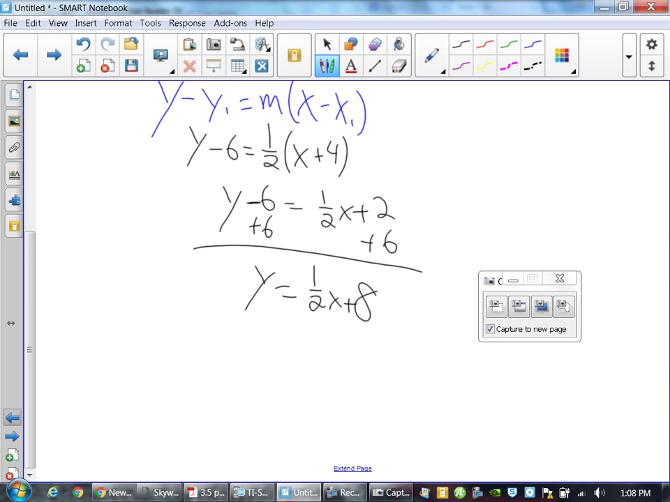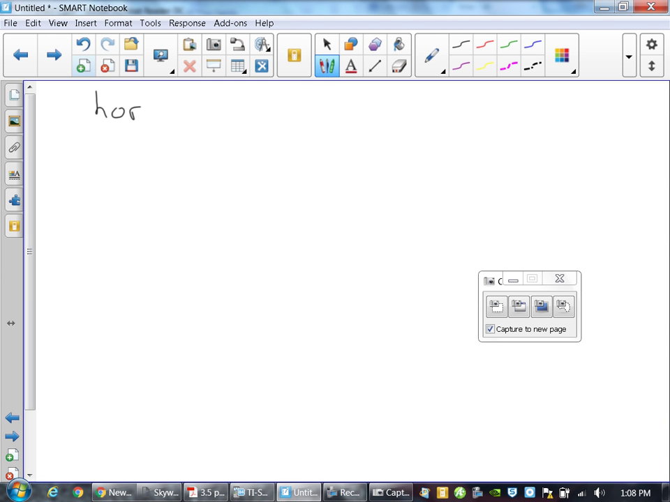But what really concerned me a lot was when we got to what I thought was the easiest part of everything, when it came down to horizontal and vertical lines. Remember the analogy we kept going back to with the notebook paper? When you have a horizontal line, horizontal lines go what direction? They go left and right.